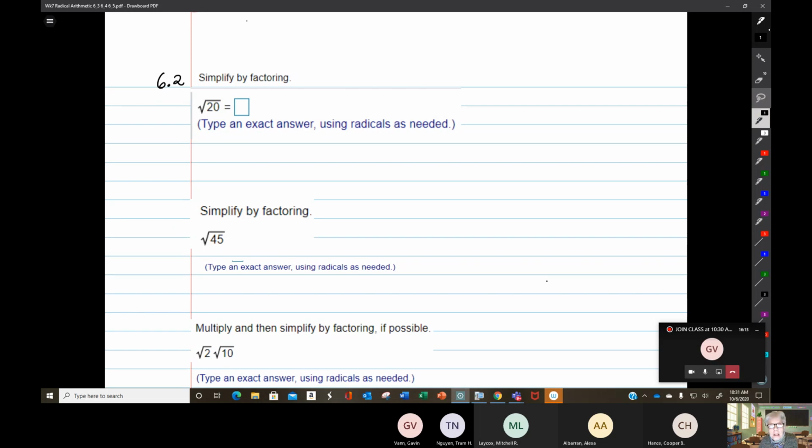Leaving off where we left off yesterday, the reason you're going to need to know some perfect squares is we're going to be simplifying and finding the exact answer using radicals as needed. That means no decimals, no calculator answers. And here's how you do these. You've got the square root of 20.